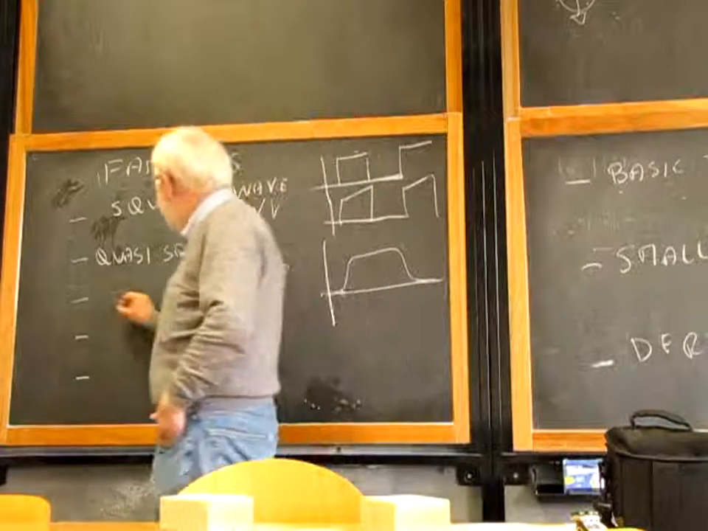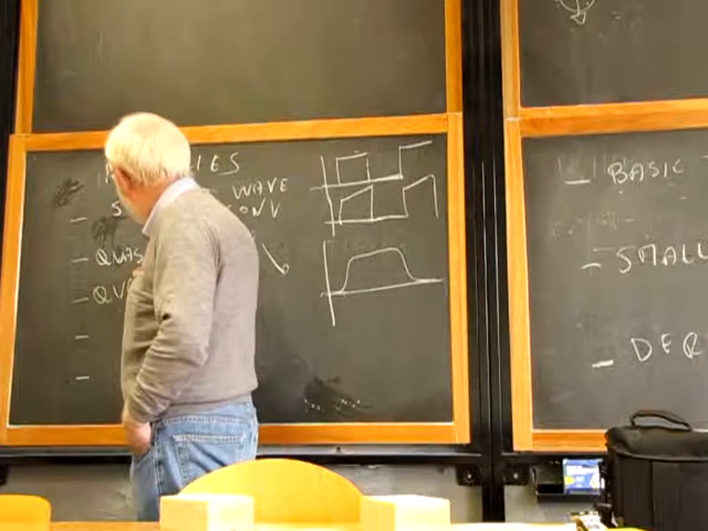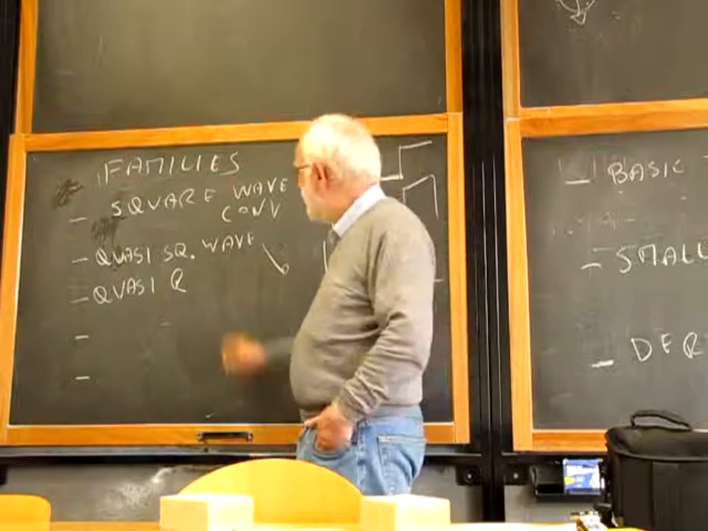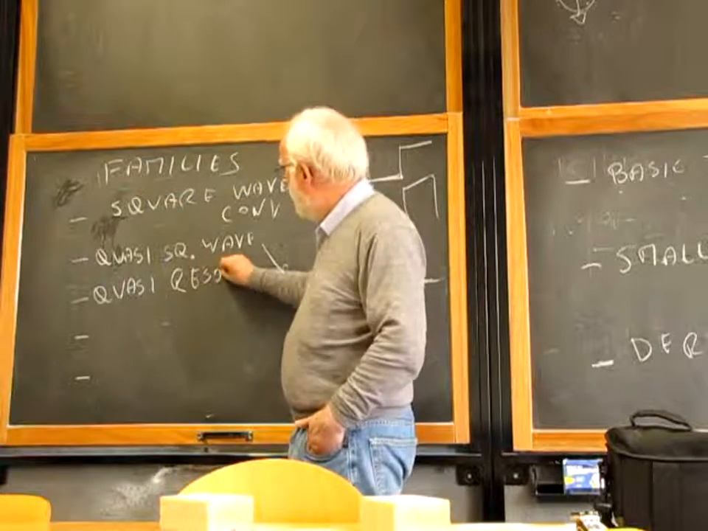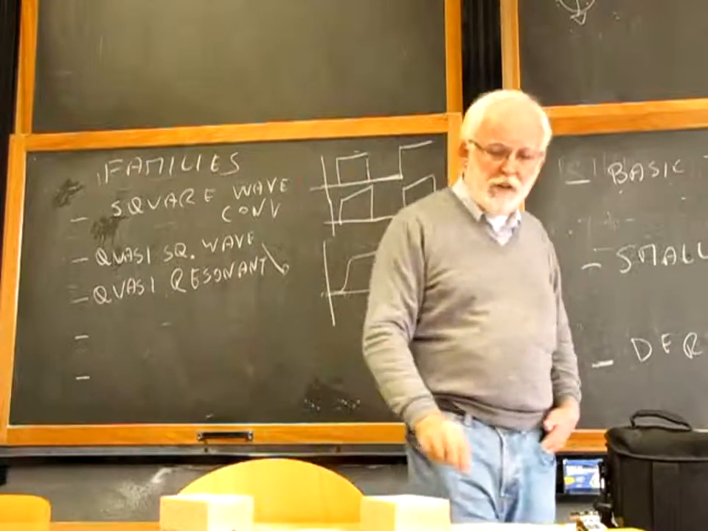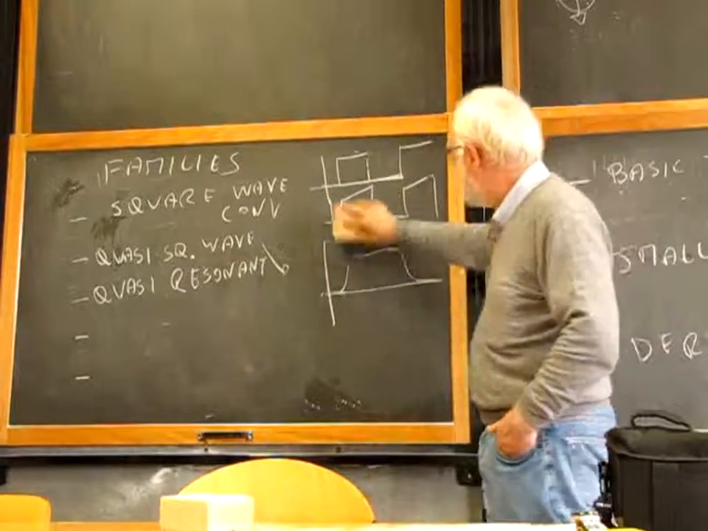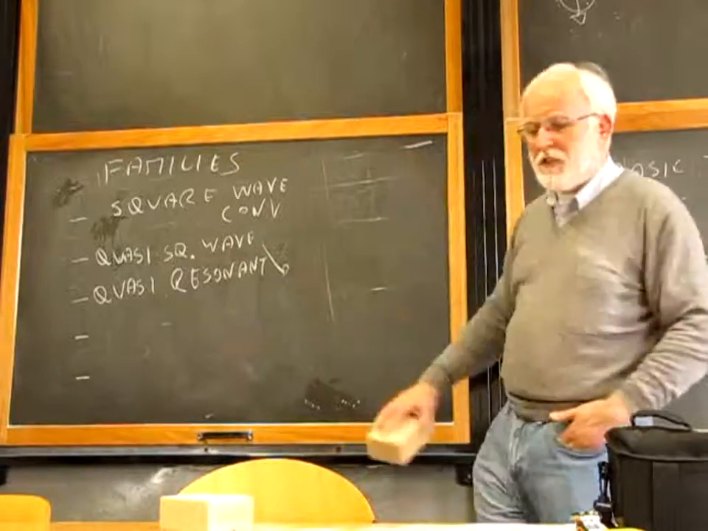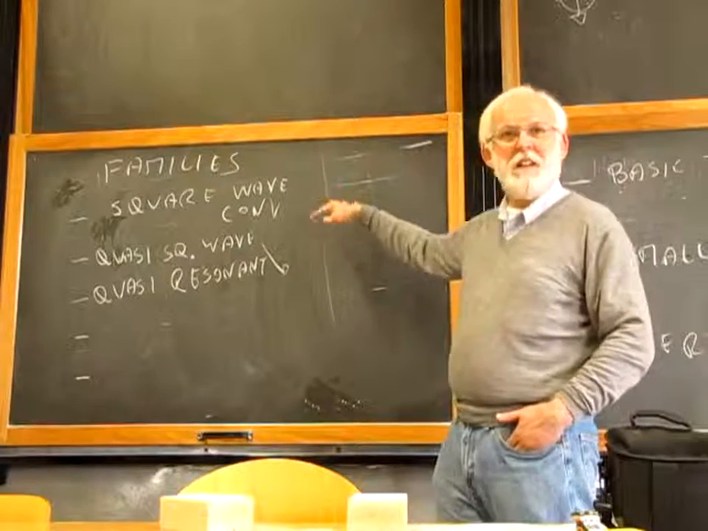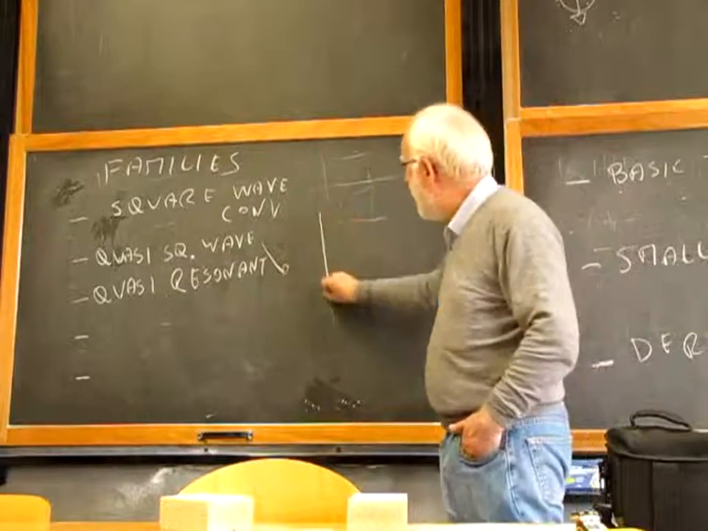Then you have quasi-resonant converters, and quasi-resonant converters are converters having part resonant and part straight wave. It's not just the edge that is resonant and then you have a straight wave. You can have something like that.